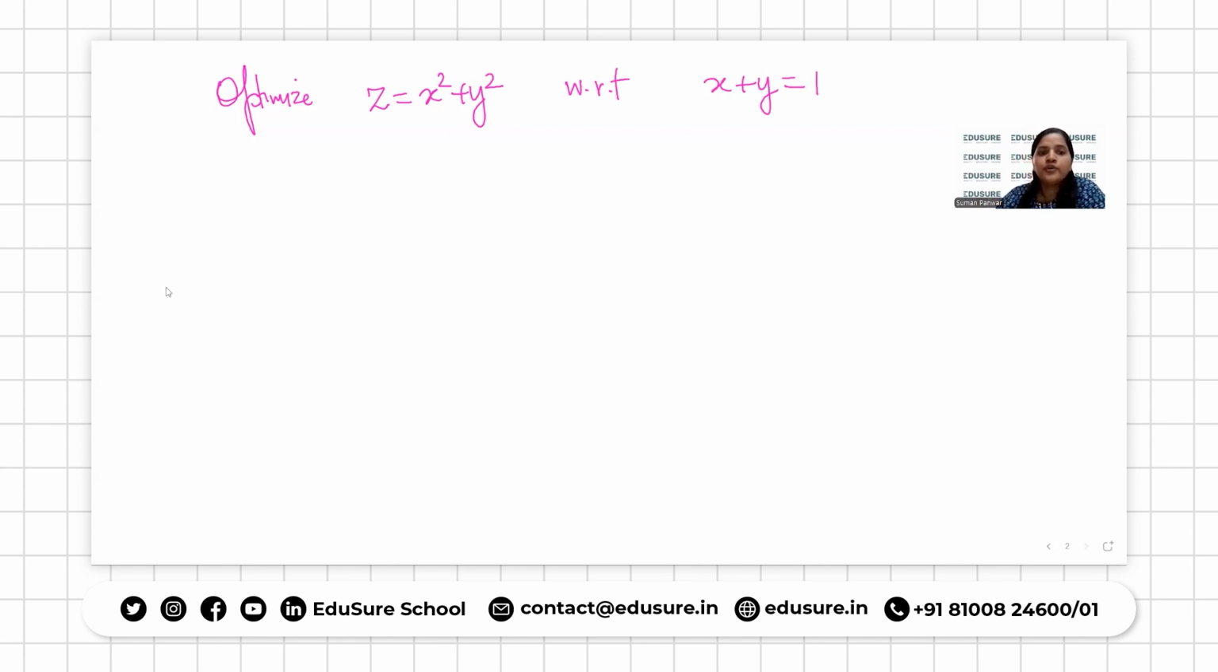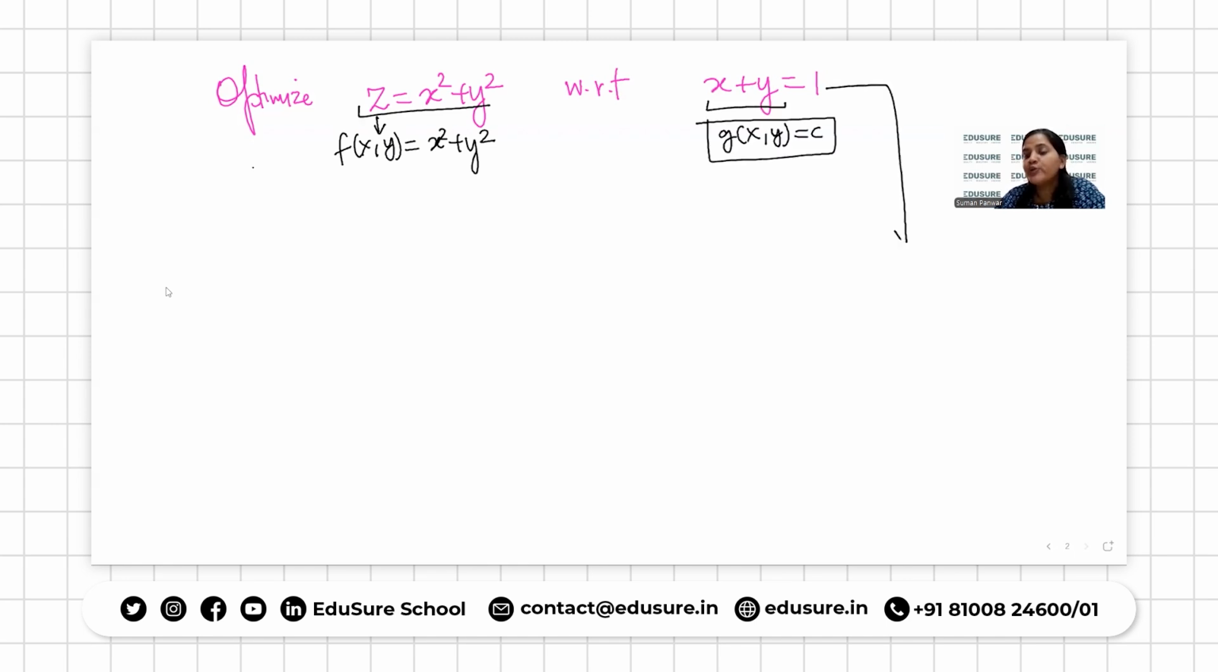Now here, you can notice that z is nothing but a function of two variables. And this is my constraint g(x,y) equals c. So when I make this line in 2D, I'm going to get something like this. This is x-axis, this is y-axis, and then x is 1, y is 0, y is 1, x is 0. I'm going to get a line like this. Now, how is this figure going to look? Okay, just have a visualization.